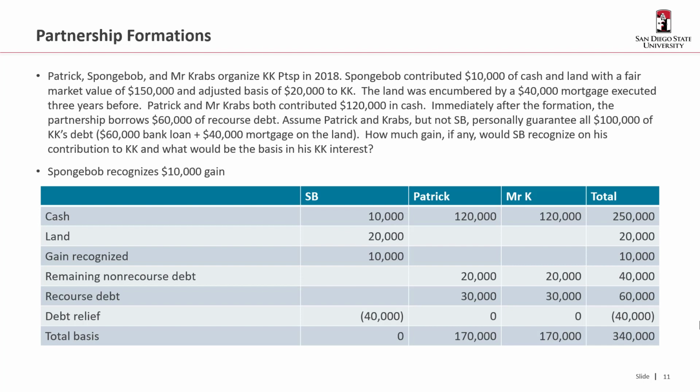So let me see if I can paint that picture for you. So he has debt relief of $40,000, and he has basis of $10,000 in cash and $20,000 in the land. That leaves him $10,000 of gain to be recognized. And that's just the way the rule works. And so what we end up with is SpongeBob has no basis in his partnership interest at all. Patrick and Mr. Krabs both take all the basis in the debt, they split it evenly, and they end up with $170,000 in basis each.